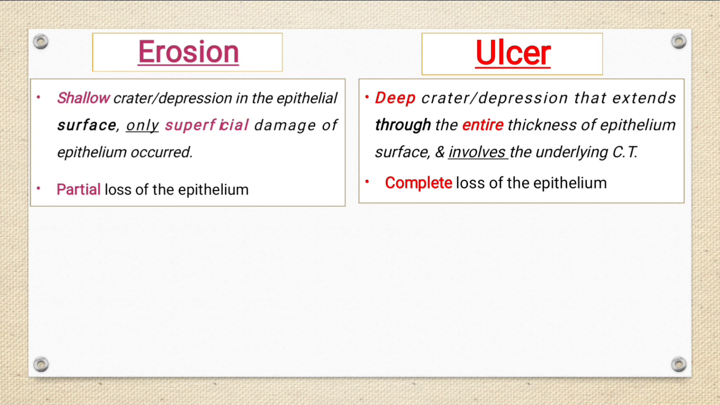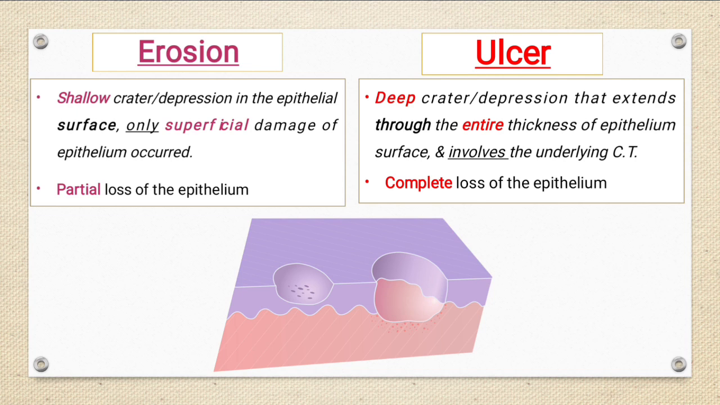So erosion is a shallow crater or depression, so it's only superficial damage of the epithelium. Here we are losing part of the epithelium, while an ulcer is a deep crater or depression that extends through the entire thickness of the epithelium and involves the underlying connective tissue. So this is a deep destruction, a complete loss of the epithelium. Here in the picture you can find the difference between the erosion and ulcer.